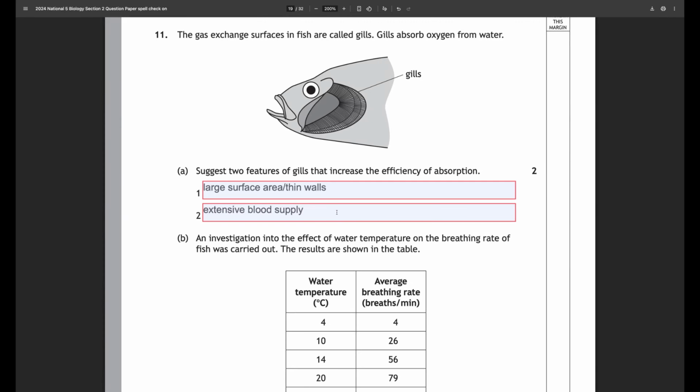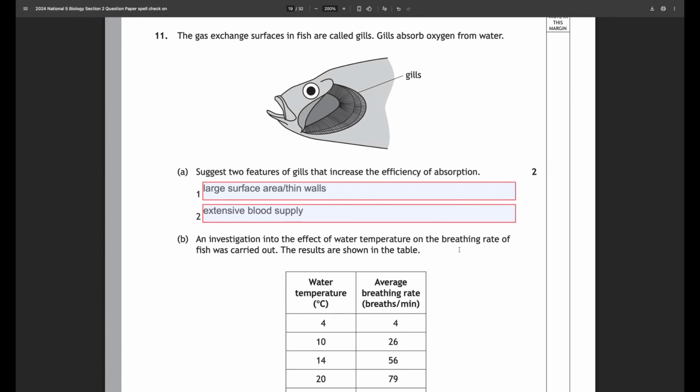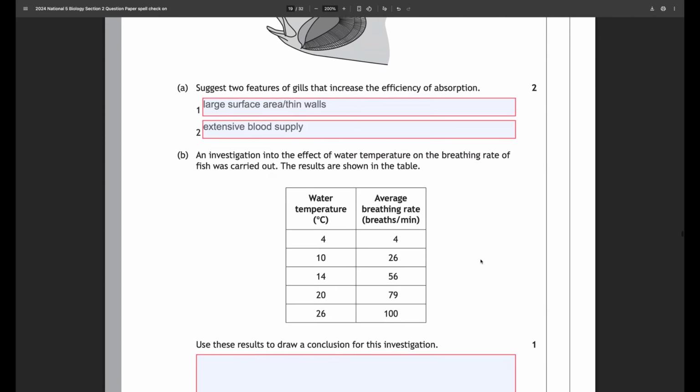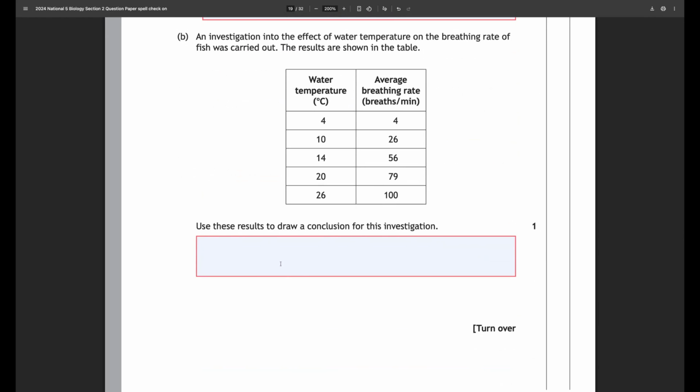Now, you only need two of them for the marks here, but do try and memorize all three of those. That question comes up relatively commonly in the papers, so I'd make sure you know that. It would be very advantageous for you.